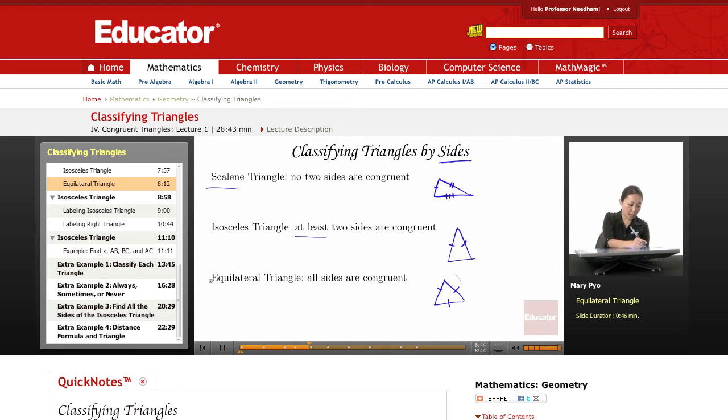Now, remember this one, equilateral? So equiangular is when all the angles are congruent, and equilateral is when all the sides are congruent. Okay, so these are some ways you classify triangles by the sides.